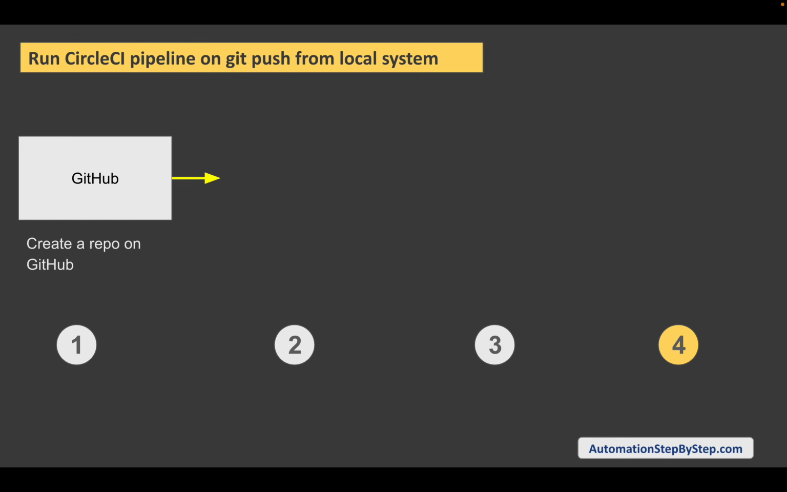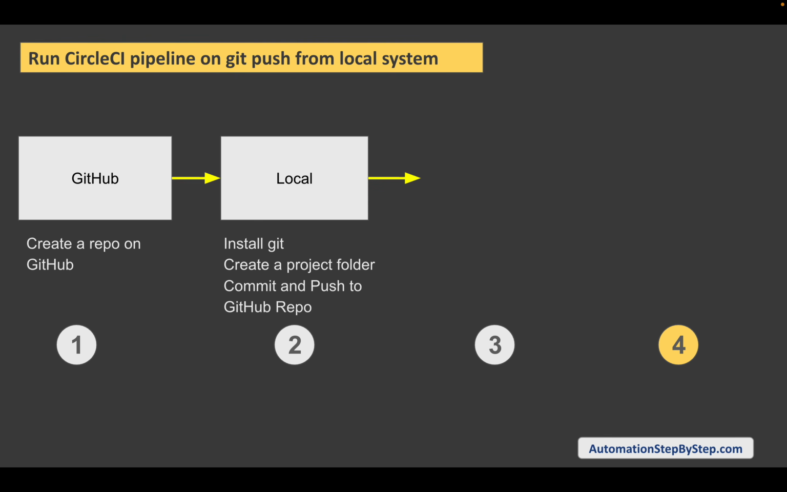Okay, so first we are going to create a repository on GitHub. You can also use an existing repository, and if you are not using GitHub, you are using Bitbucket or GitLab, that is fine. So we have to have a repository. We will create a repository, and then on our local system we will install Git. Then we will create a folder, you can call it a project folder, and we'll add some data, and then we will commit and push the changes from this folder to the repository that is there on GitHub.